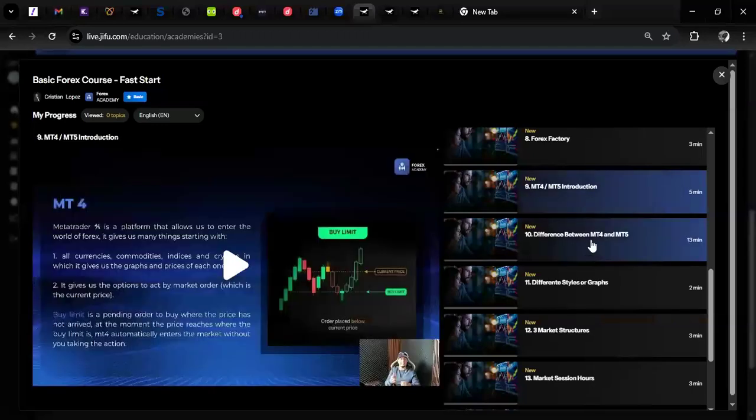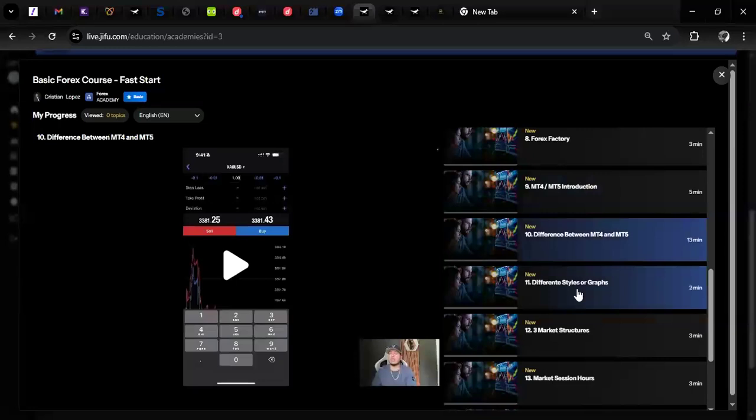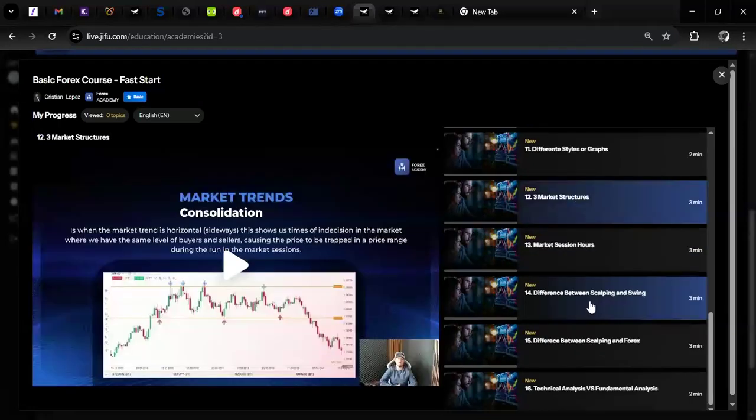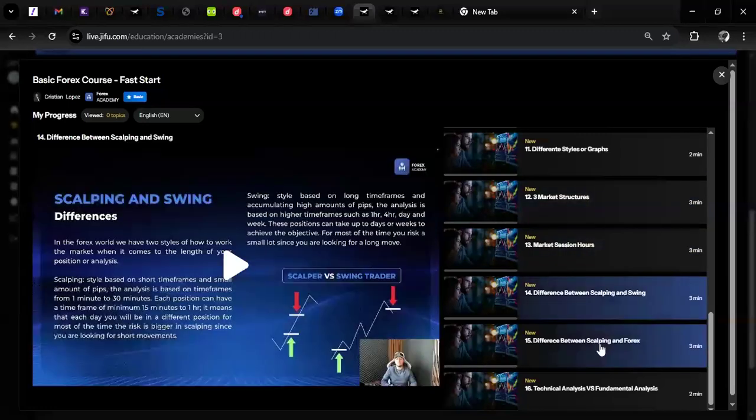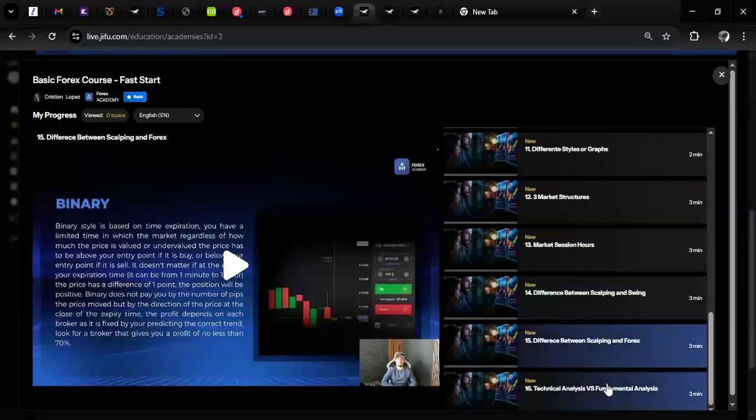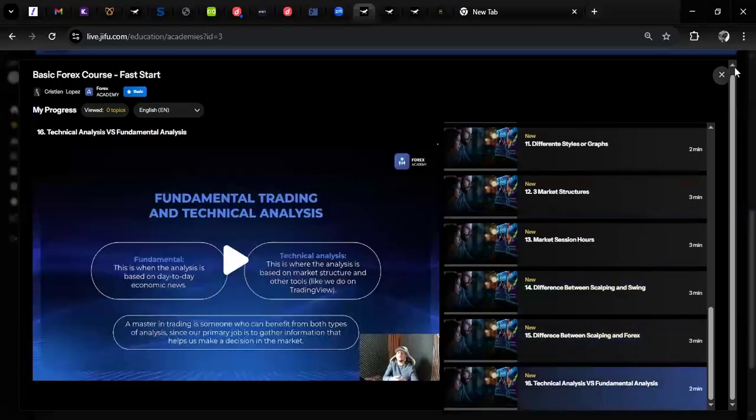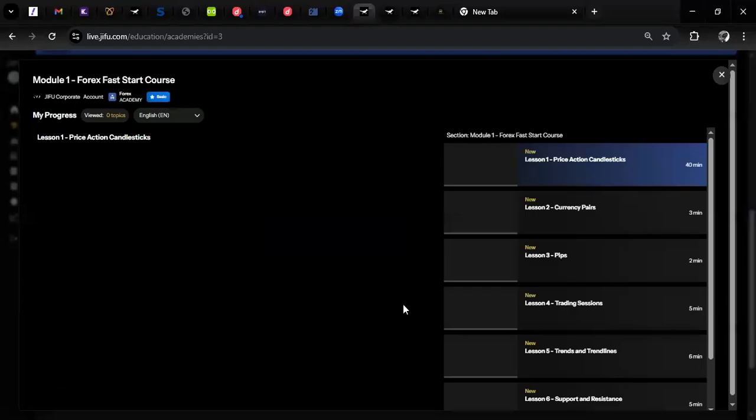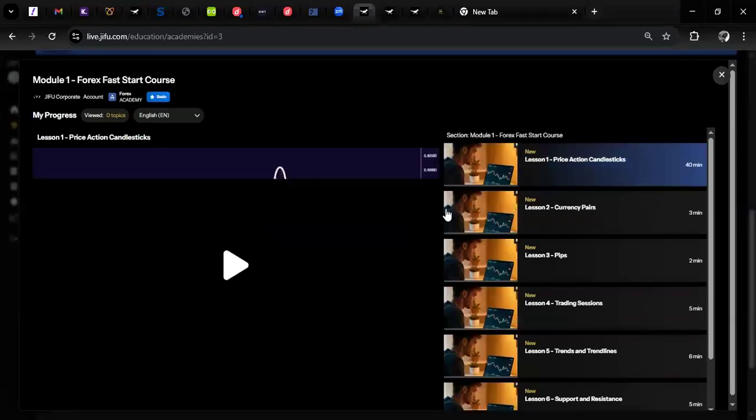Difference between these two. Different styles and graphs. Market structure, like a part one and part two of it. Then the difference between scalping and swing. These are like a part one and part two of it. Then technical analysis versus fundamental analysis. That's the basic. Okay, I think you need to start with basic and then module one next.